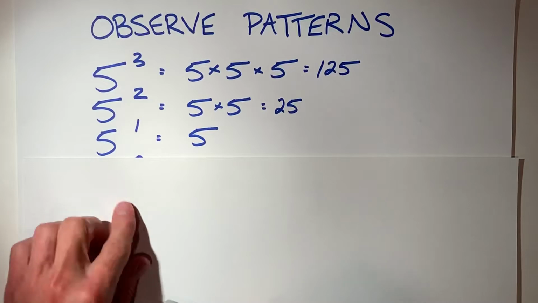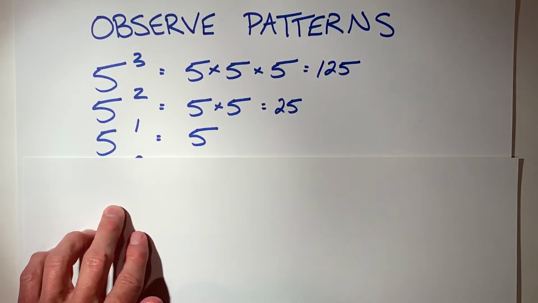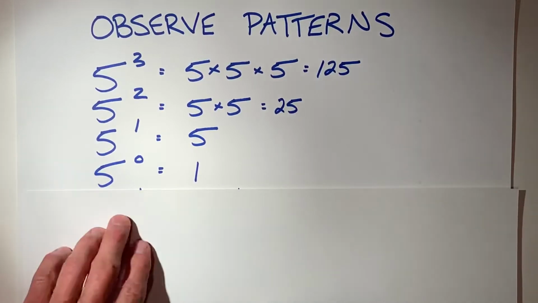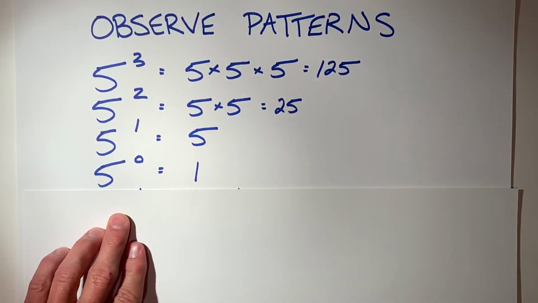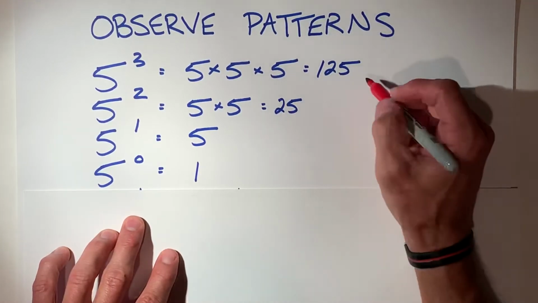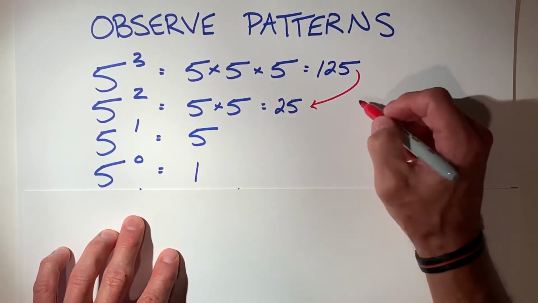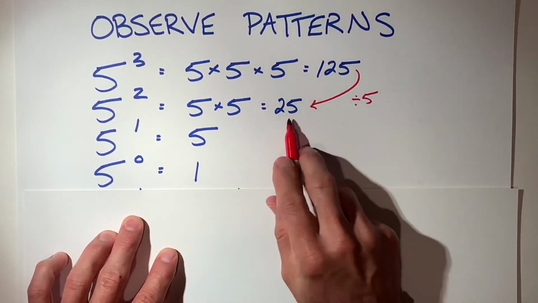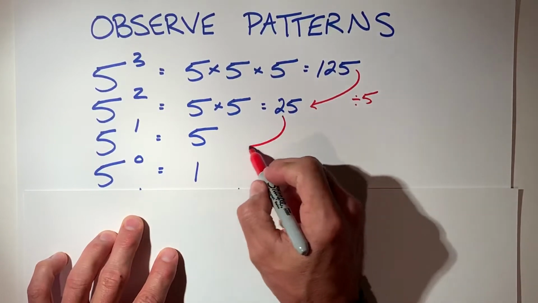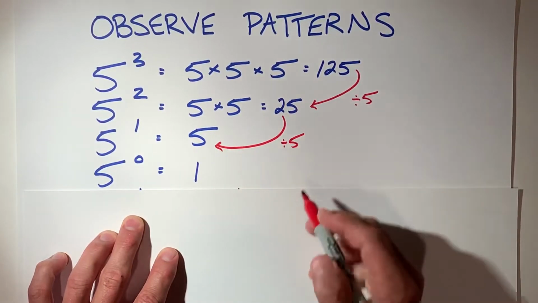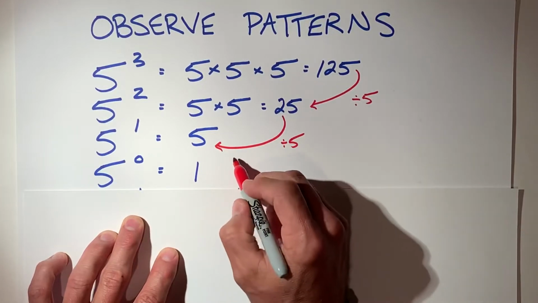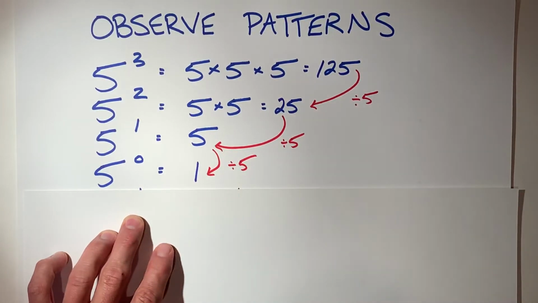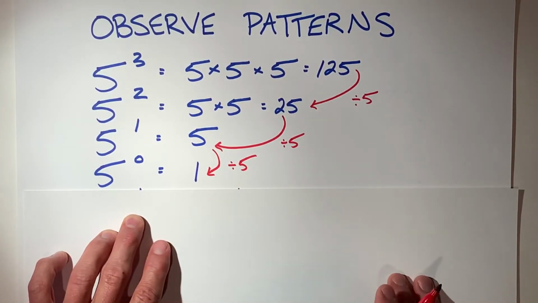Now, when I end up with ultimately a 5 to the 0, the question is what is going to happen? And let me show you what happens and why. We have this special rule that says 5 to the 0 power equals 1. And the way in which to describe this is if I were to take 125 and divide it by 5, I get 25. If I take 25 and divide it by 5, I get 5. So following that same pattern, if I take 5 and divide it by 5, I get 1. Okay, so that's how the pattern works.